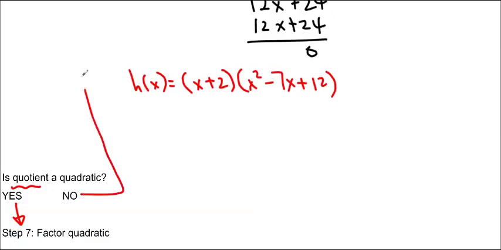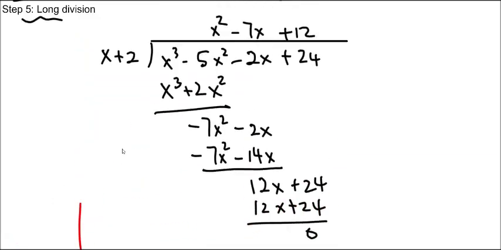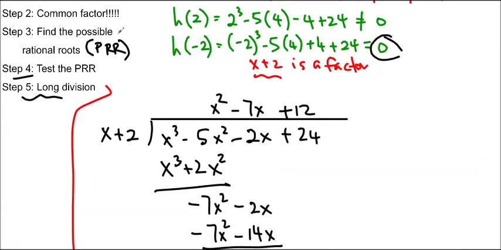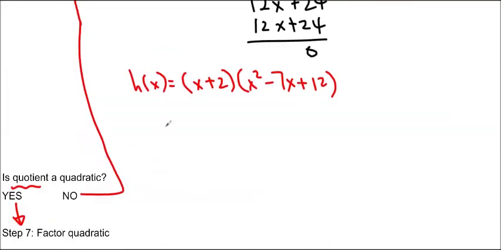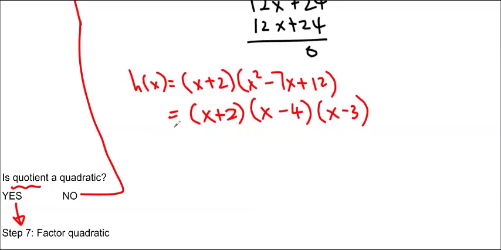If not, we're going to have to go back up, all the way up here to step 3, and start the whole process again. Luckily, this quotient here, x squared minus 7x plus 12, is a quadratic, so we can just factor that. You can use the quadratic formula again, or, you know, if you know the answer, you can just factor it. I know that this is x minus 4 times x minus 3, and so that is in its fully factored form, and we are done. Yay!